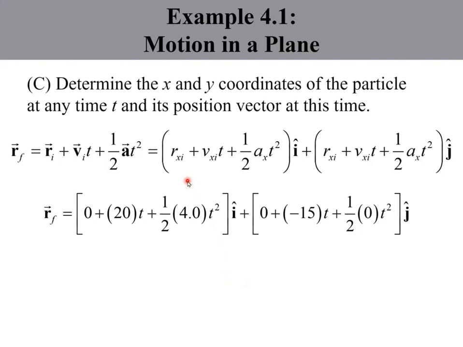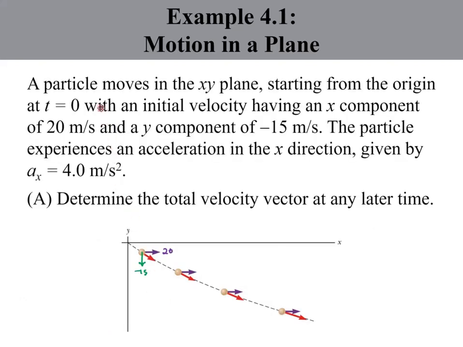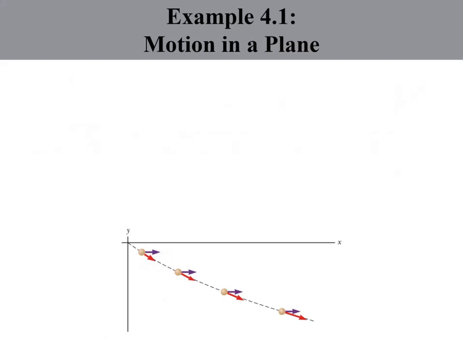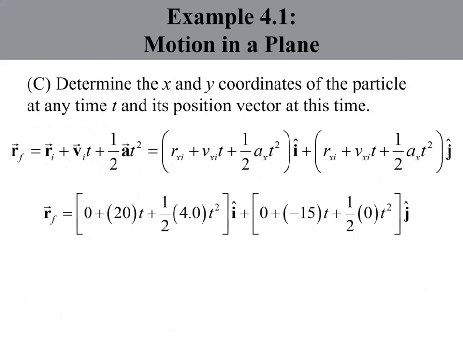Because initially the object is at the initial position. If we look back at the question, it starts from the origin, so that's why r initial for x and y are equal to 0. These two equal 0. Okay, so Vx is 20 just now, and then Vy, where is Vy?